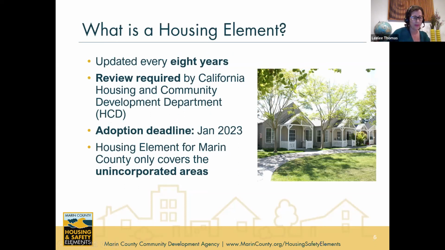So to start out with, just a quick overview of a housing element. It is part of the general plan, and it is updated every 8 years. Luckily, it's not every year. Every 8 years, it's different than the other parts of the county's general plan or countywide plan because it needs to be reviewed and certified by the state Housing and Community Development Agency. And the housing element is a plan to meet our housing needs at every income level. Next slide, please.